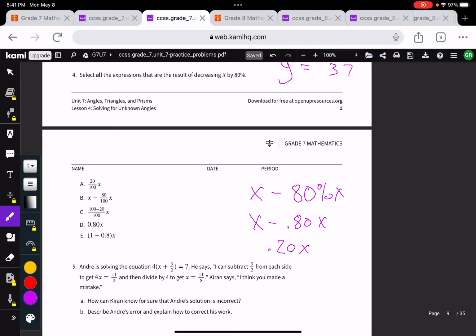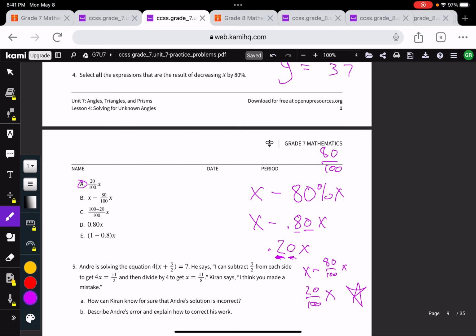And 0.80, by the way, that's the tenths, hundredths, that's 80 hundredths. So I could replace x with 0.80 with 80 hundredths x, or 0.20x is also known as 20 hundredths. Tenths, hundredths, that's 20 hundredths or 2 tenths x. So let's see here. 20 hundredths x, yes, because that's what I wrote right down there.